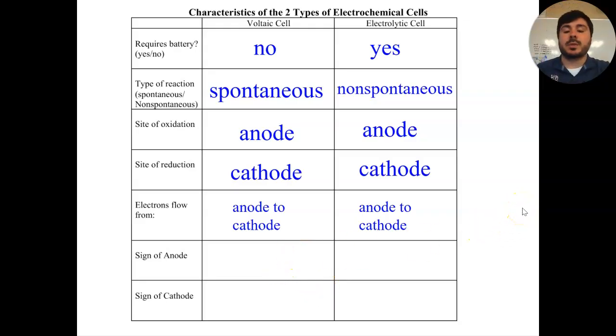So for a voltaic cell, the sign on the anode is negative, whereas the sign on the anode for the electrolytic cell is going to be positive. And then, of course, this ends up flipping on its head for our cathode here, right? So for voltaic cells, the sign of the cathode is going to be positive, whereas for electrolytic cells, it is in fact going to be negative, okay?